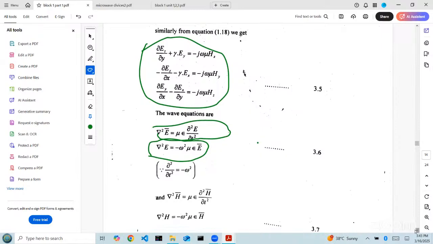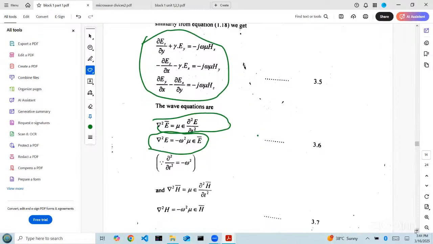Next, write the del square H equation. Del square H equals mu epsilon dou square H by dou t square. In place of dou square by dou t square, what do you have to substitute? Minus omega square. So what do we get? Del square H equals minus omega square mu epsilon H. Up to here is completed.